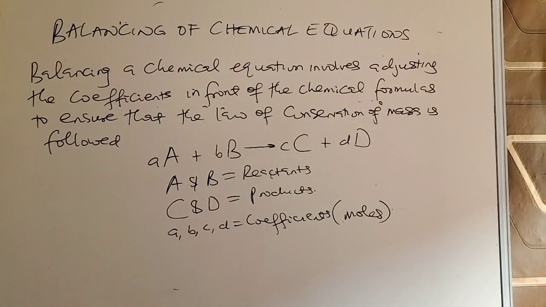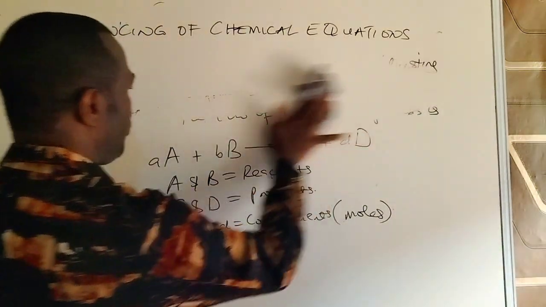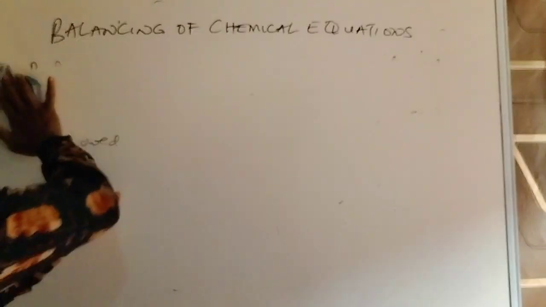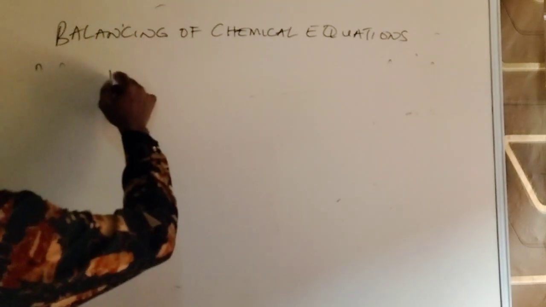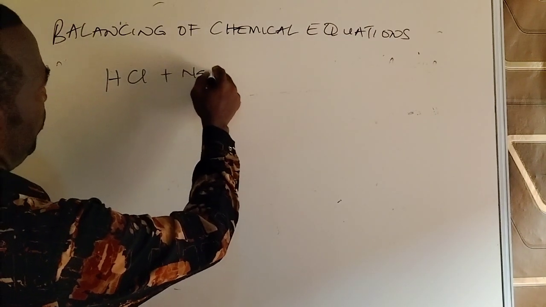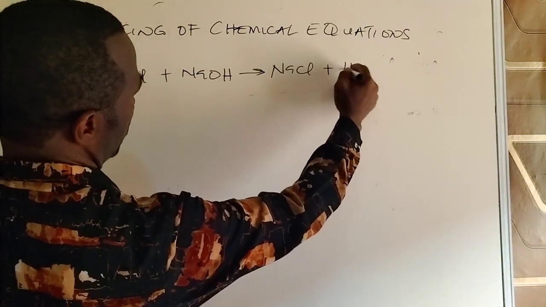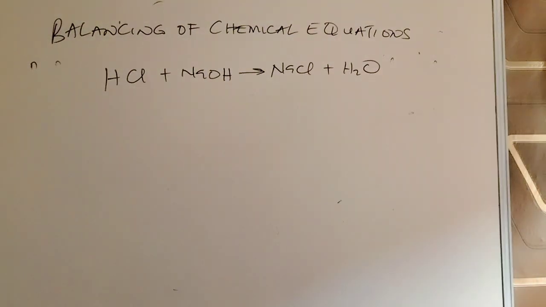Now, let us see what is meant by a balanced equation or an unbalanced equation. Let's take a real example now. Let's assume that we have HCl plus sodium hydroxide giving sodium chloride and water. The question is, is this equation balanced? How do we check whether it's balanced?